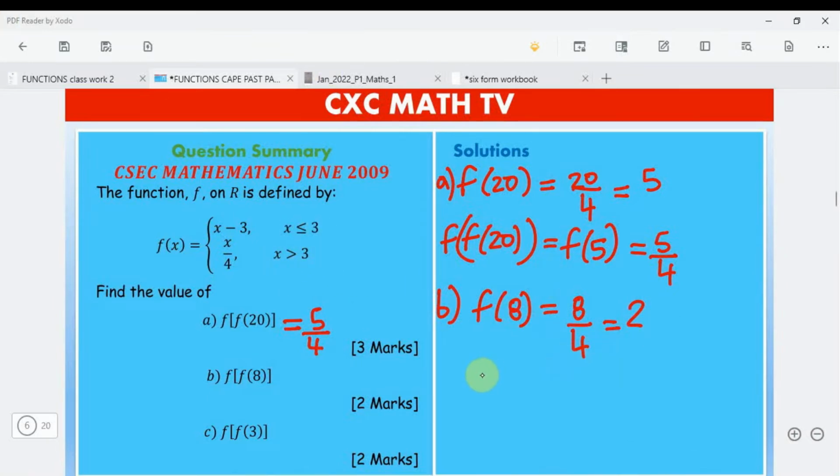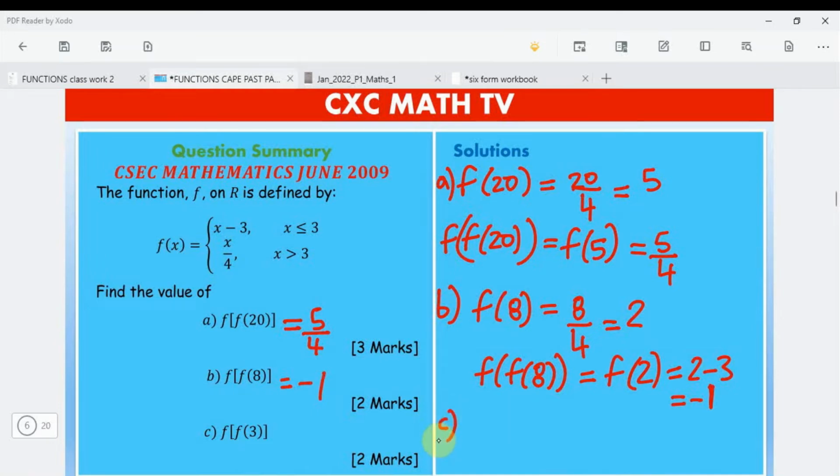So now we're going to say that f of 8 is going to be equal to f of 2. And f of 2 is going to be 2 minus 3, which is negative 1. In that case, f of 8 is equal to negative 1. That's what we're getting. Easy stuff.